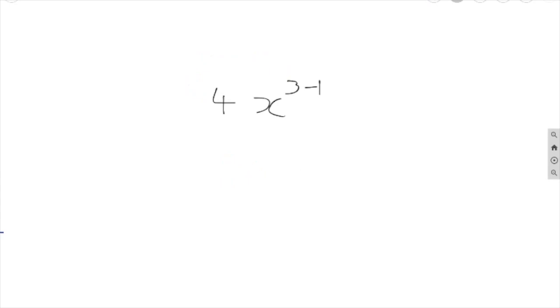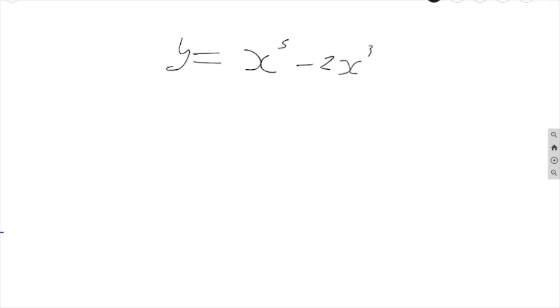What then happens if we have multiple things? Let's say we have some line y equals x to the power of 5 minus 2x cubed. We have 2 terms now. So that's fine. We just do exactly the same rule, but we do it to each of them individually.